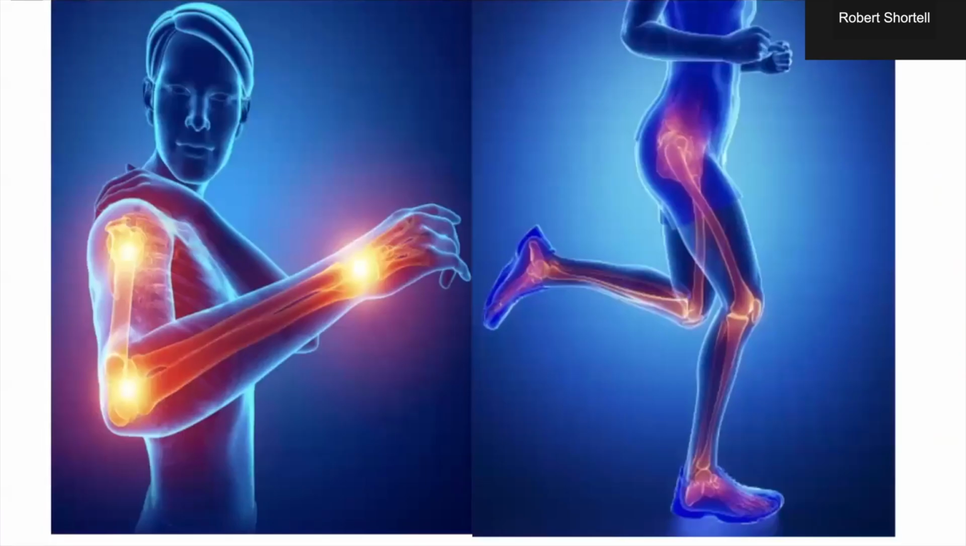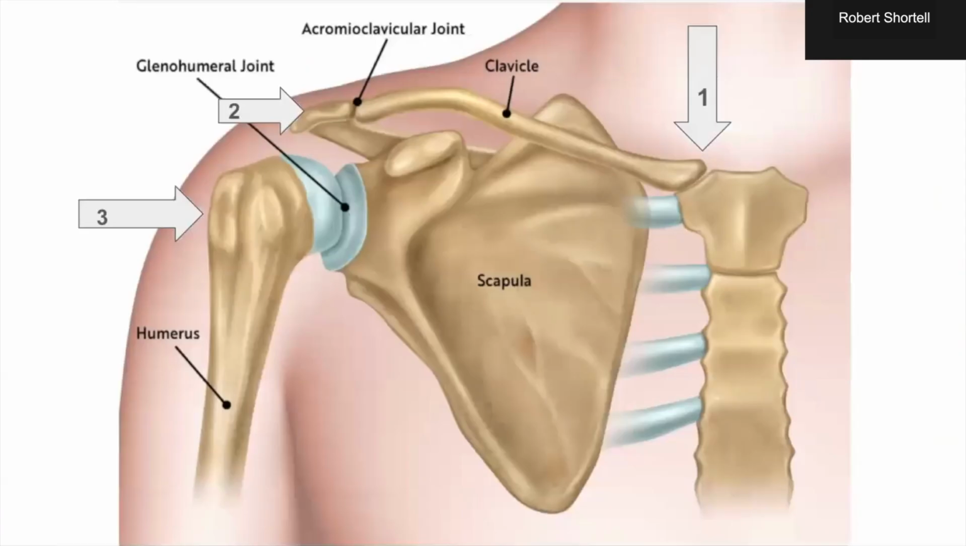The second condition people are asking me about is upper body conditions. What I mean by upper body is the shoulder, the elbow, and the wrist and hand. When you're looking at the shoulder, it has 3 main joints. Number 1 is where the collarbone or clavicle connects with your sternum. That's called your SC joint. When people have problems here, they'll mention pain when they're laying in bed, especially.